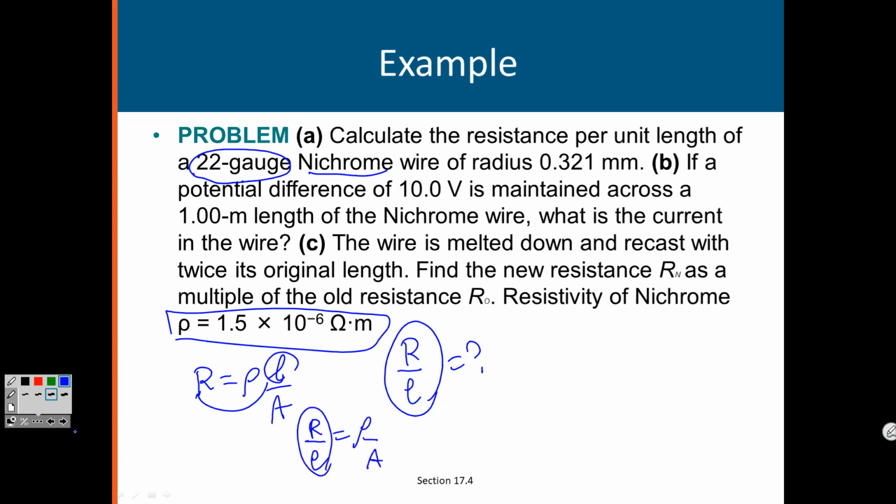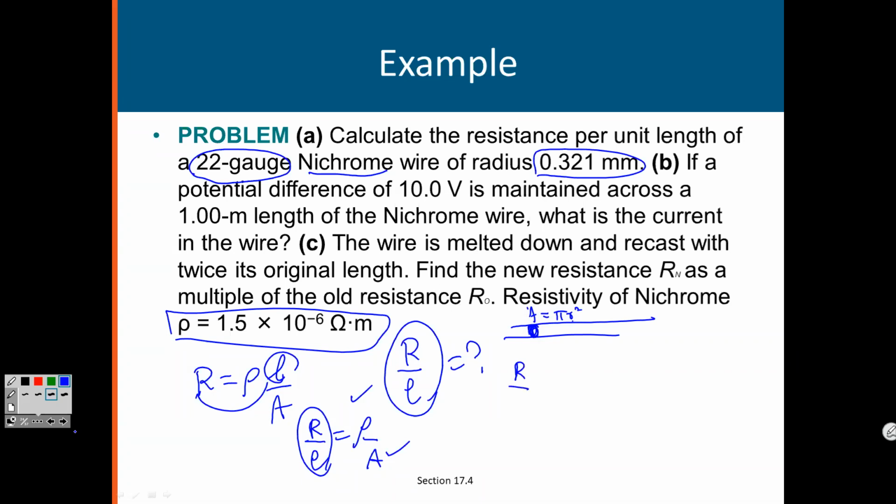So he's asking for not R, because the length of the wire is not given. So he's asking for the resistance per unit length. In other words, he's asking for R over L. And resistivity is given, area can be found because the radius of the wire is given. Wire is a cylinder, right? A thin cylinder. So the cross-sectional area is a circle. The area of a circle is pi r squared. So if you know the radius, I know the cross-sectional area.